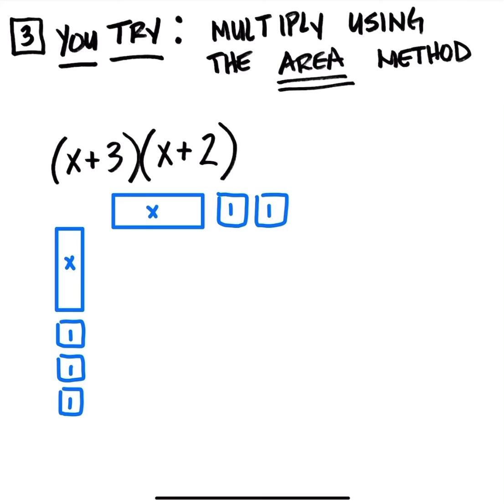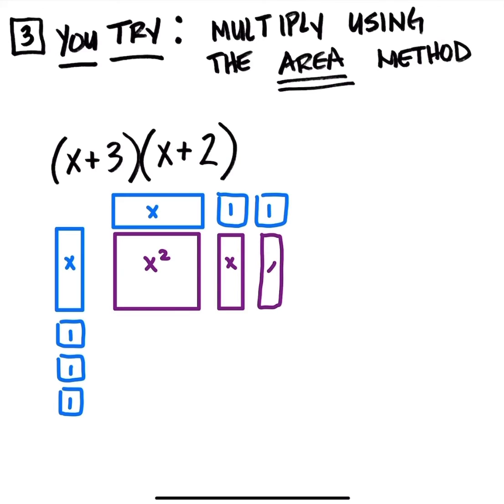So now we're going to multiply. X times x leaves us with x squared. We have x times 1 and x times 1 here. So that leaves us with 2x tiles. We have 1 times x, another 1 times x, and another 1 times x. So we have 3x tiles here on the bottom.